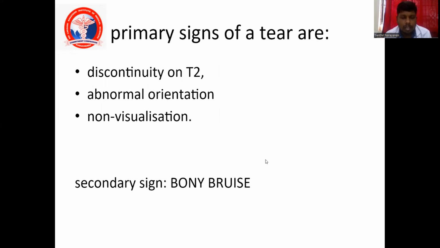The diagnostic test for ACL is MRI. MRI usually gives an initial diagnosis, while arthroscopy is the definite diagnosis. The primary signs of a tear are discontinuity on a T2 weighted image, abnormal orientation, waving of fibers, edema, or non-visualization of the fibers. A secondary sign is a bony bruise.